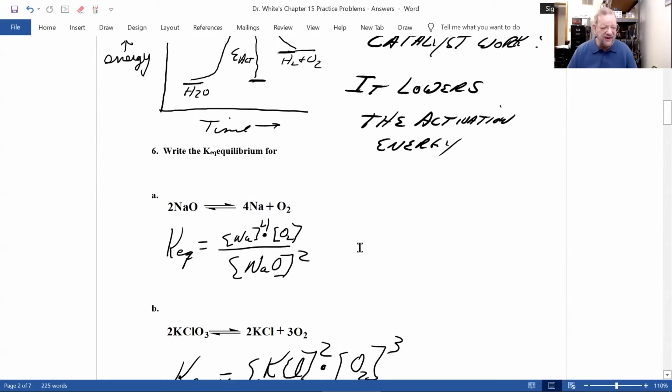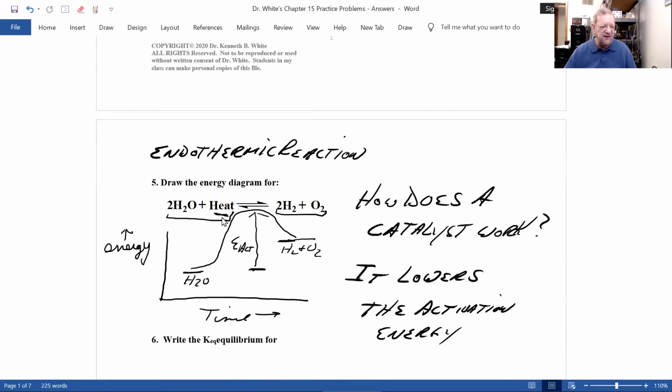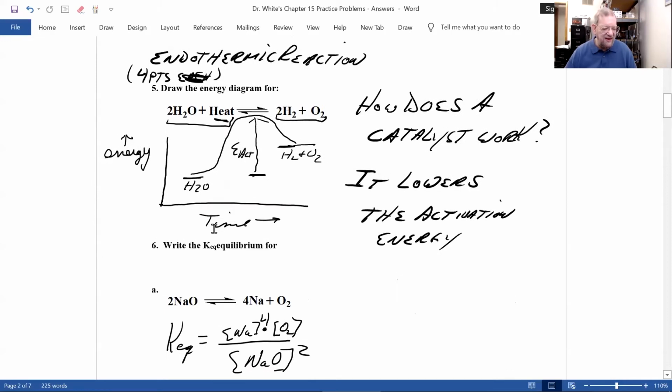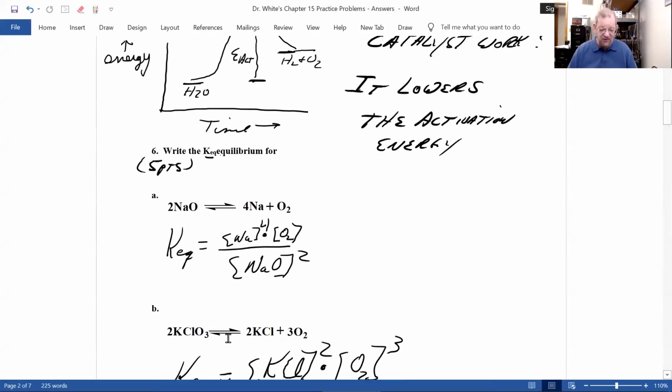All right, next thing, and if I were to have this on a test, by the way, this number 4 and 5 are incorrect. Now it's correct. And let's look at number 6, which is also incomplete. Now it's complete. It says write the equilibrium constant. Keq is the equilibrium constant for, and you're given a reaction. Well, how do you do that?